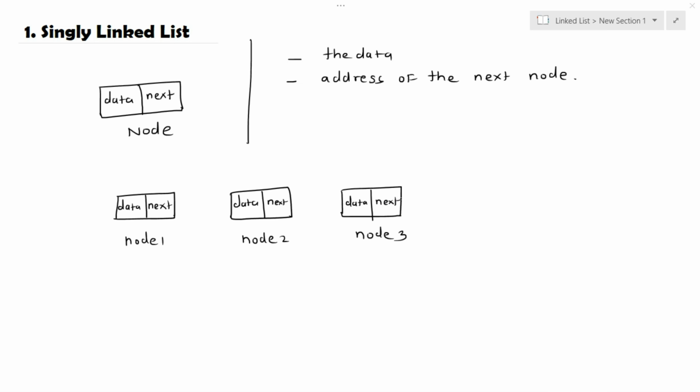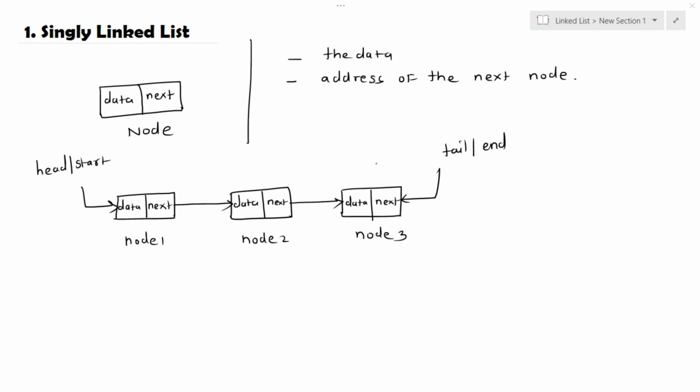Now the first node of the linked list is called the head or start node of the linked list, and the last node of the linked list is called the tail or end node. So this is simple. Now the next of the first node points to the address of node 2, meaning the node 2 address is stored in node 1's next. Node 3's address is stored in the next of node 2. So it forms a sequence and that's why it is called a linked list.